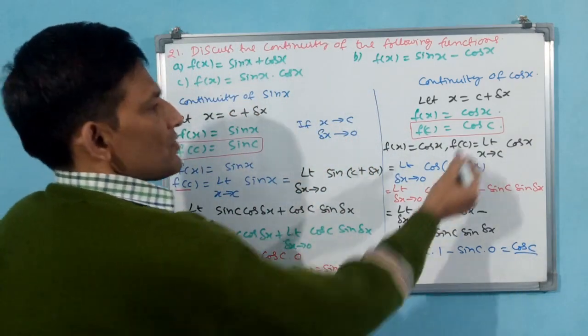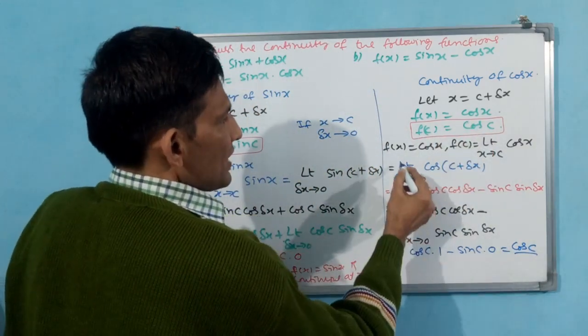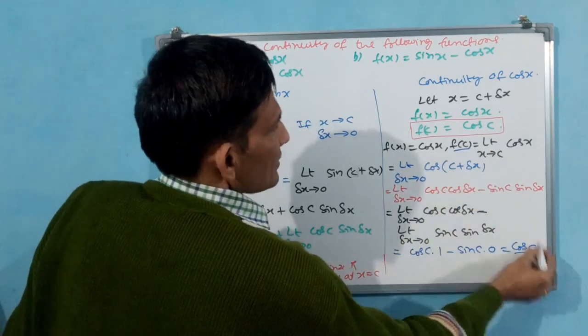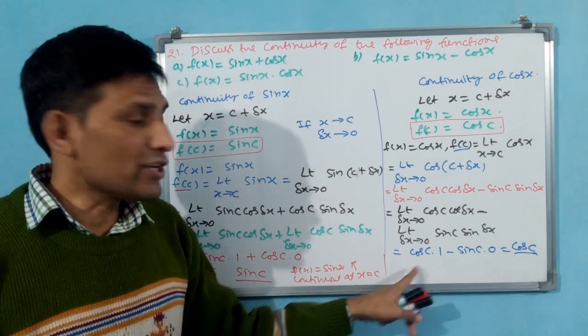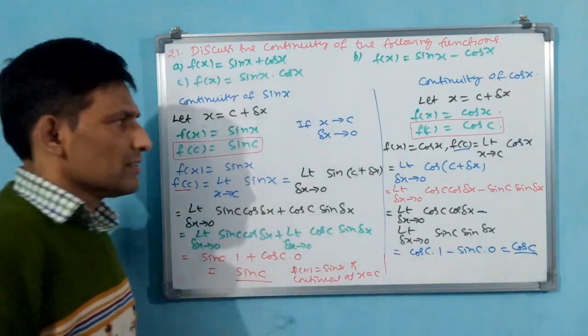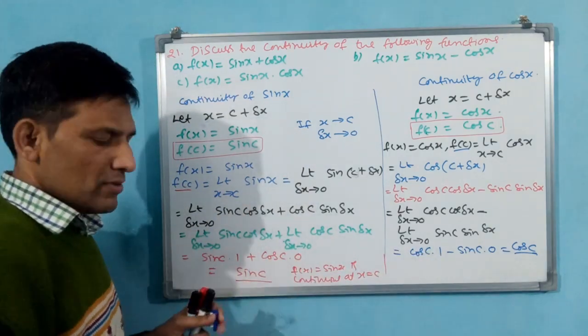See here also cos c. f(c) is equal to cos c. That is why you can say that the function is continuous at x is equal to c. See, this is the proof. Like this only you have to do. Okay, write down.